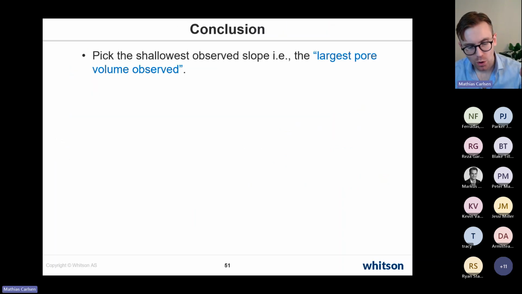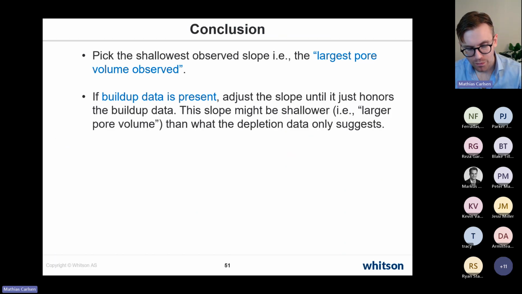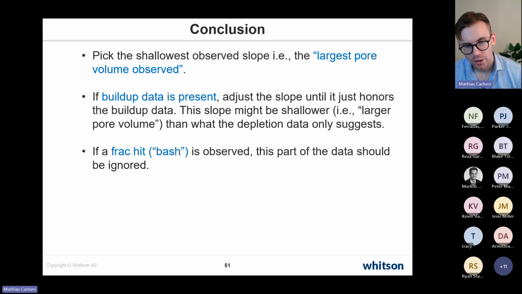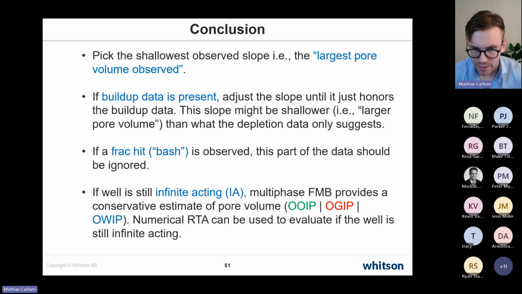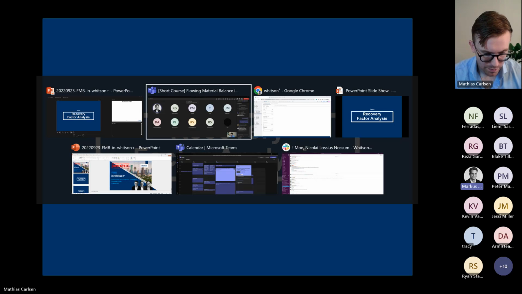So just to summarize, always pick the shallowest observed slope. If the buildup data is present, then adjust the slope until it honors the buildup data. Ignore frac hits, and if it's infinite acting or transitional, it will be a lower estimate of your contacted pore volume. Matthias, there's a question from Sarah.